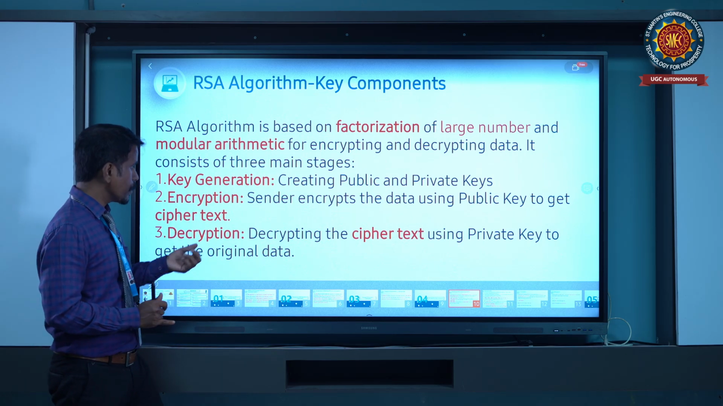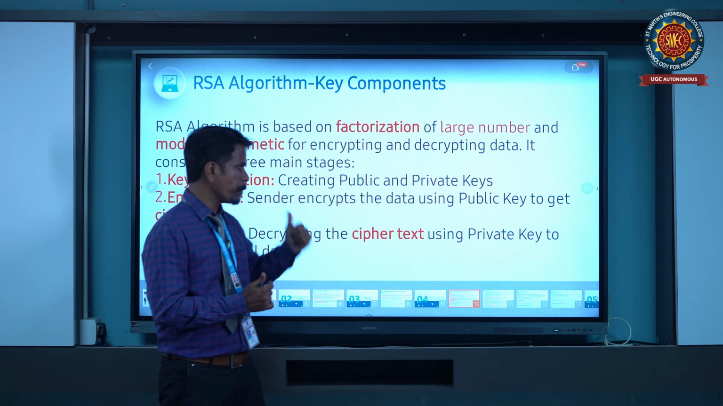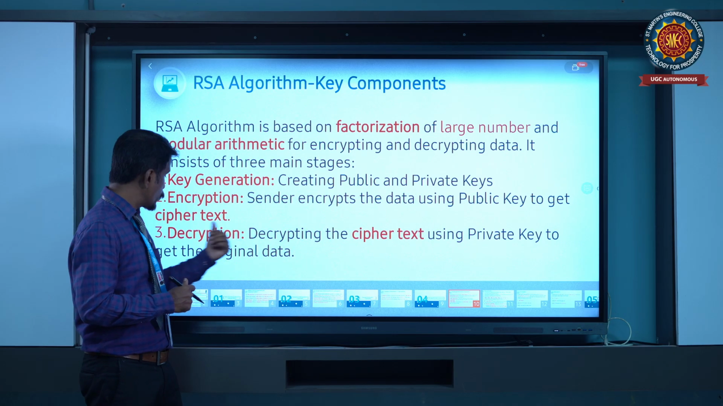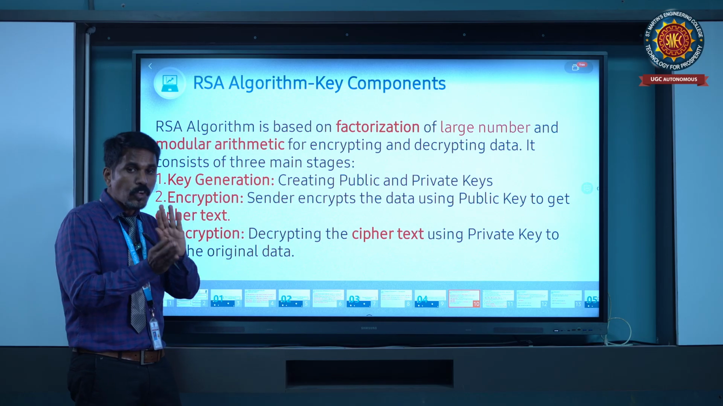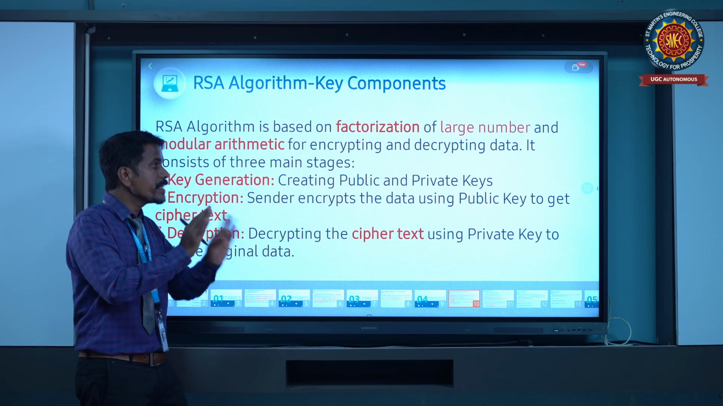In decryption, we decrypt the ciphertext using the private key. Finally, what do we get? We get the original text. This process is called the inverse process, that is called the multiplicative inverse.